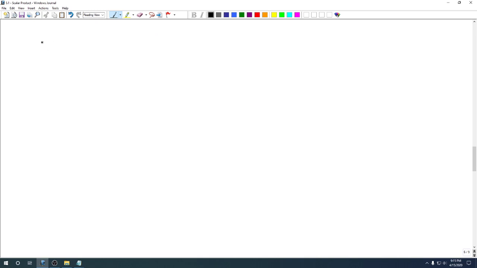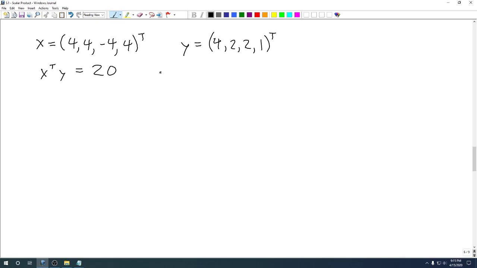Let's do an example of this. Let's use the same vectors from problem 17. So x here, again, just as a reminder, we have 4, 4, negative 4, 4. We have y, which we didn't use the last time we used these vectors. It was 4, 2, 2, 1. We already saw x transpose y, the scalar product, is equal to 20. And we also actually found the magnitude of x. We found that to be 8. The magnitude of y we don't have yet, so we're going to have to find it.